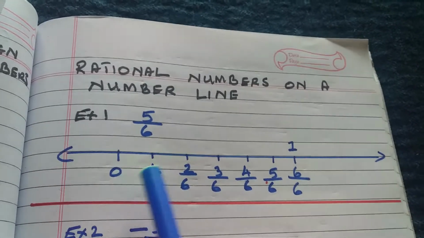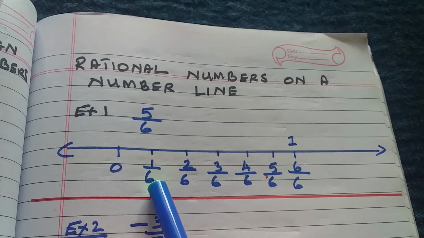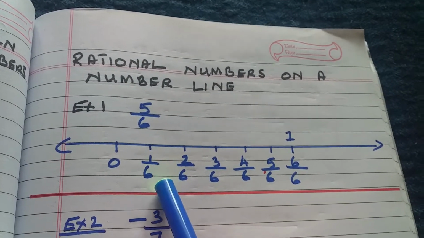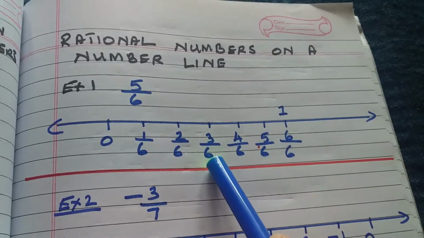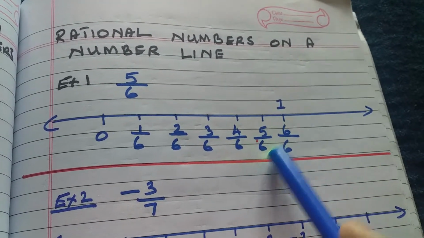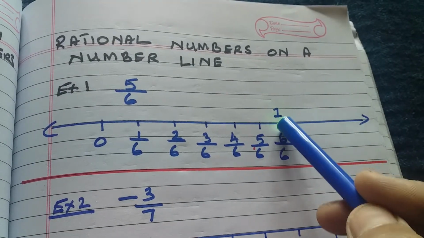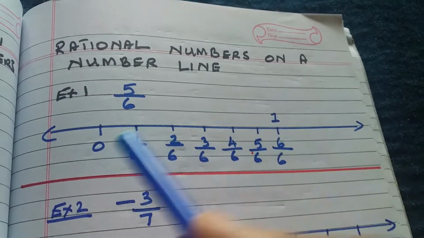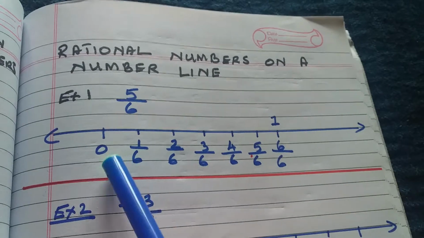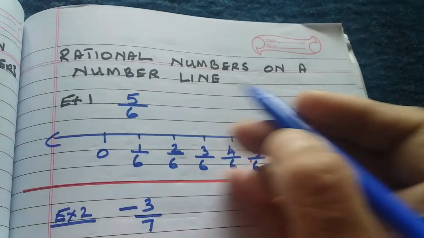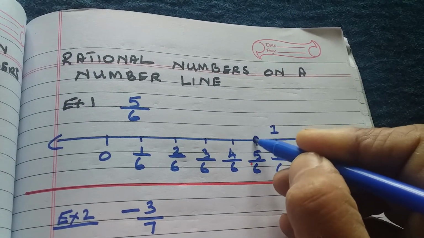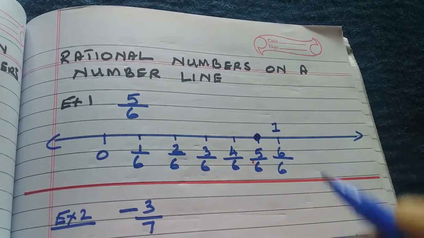Now just number them. This is first part out of 6. 1 by 6, 2 by 6, 3 by 6, 4 by 6, 5 by 6 and 6 by 6. Of course, here 6 by 6 is 1. This point refers to the whole number 1. So between 0 and 1, we have all these numbers and 5 by 6 lies here. This is the position of the point 5 by 6.